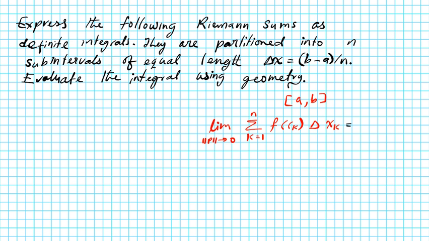This limit of the Riemann sum can be written as a definite integral. You simply write it as an integral. The lower bound is the lower end of your interval, which is a, and the upper limit of integration is the right bound of your interval, which is b. Then c sub k is replaced with x, so instead of f of c sub k, it's f of x, and delta x sub k is replaced with dx. This is how you write a limit of a Riemann sum as a definite integral. These two basically mean the same thing.